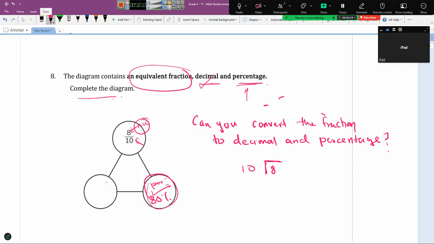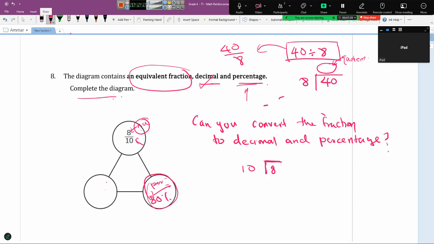Can you do the long division method? For example, 40 divided by 8. How can you do this? You write 40 here and 8 here, and you perform this long division, right? And the quotient will be the answer. This is called the quotient, right? Similarly, how can you write this division as a fraction? 40 divided by 8.